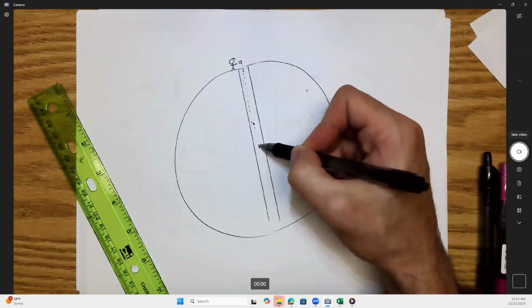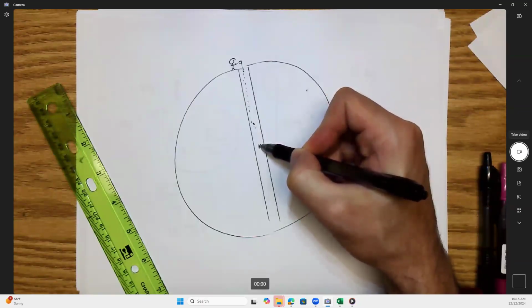Right at the center, what is the net force? 0. So what is the acceleration? 0.